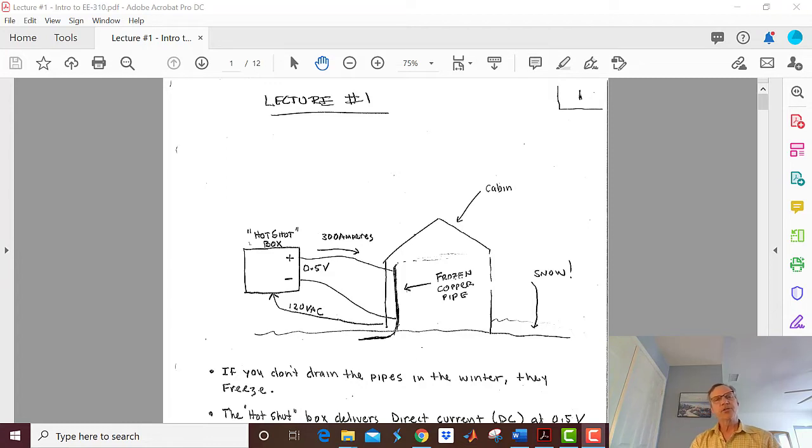Before we dive into Chapter 8, I want to give you a little bit of a technical introduction to EE310. Basically, I just want to show you the kind of cool problems that you can solve with what you're going to learn in this class. And I think you'll be really surprised to find how the differential equations that we use in this class describe things that are all around you.